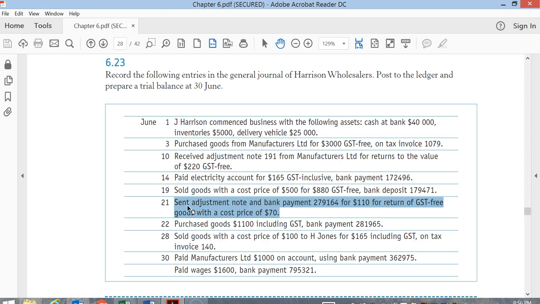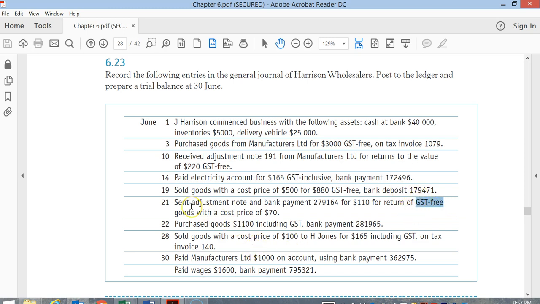So we've sold some items, but unfortunately our customer, not so happy, sent some stuff back. So we've given them an adjustment note and given them cash back for $110, and the items that they returned had a cost price of $70. So we're essentially reversing our two journal entries that we did before, but only for the amounts that they've returned, and keeping in mind that this was a GST-free transaction. Both of these ones are.